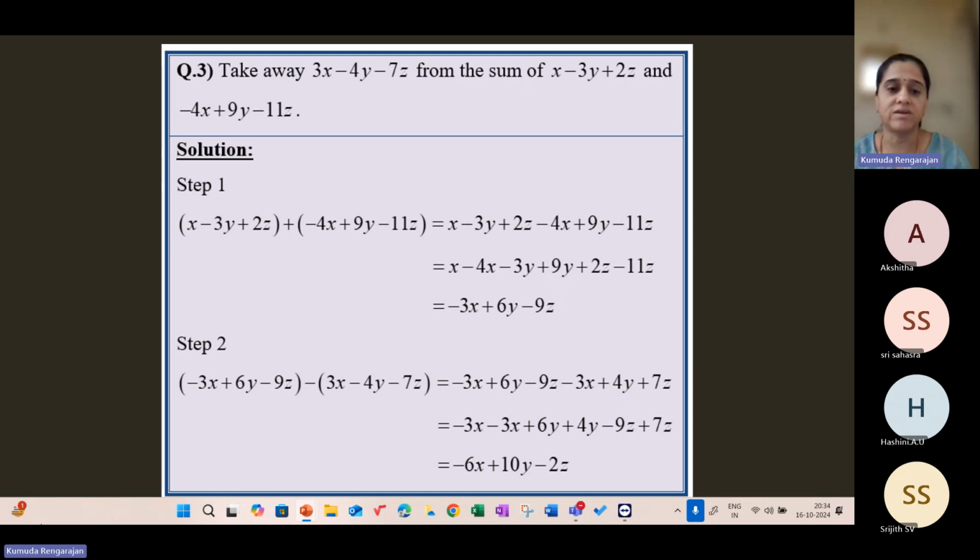In step 1, find the sum. Please take help of the slide, children. Not that you'll have to do it by yourself. You can look at the slide, understand, and then work it.